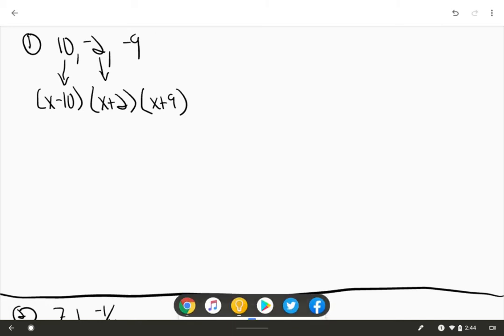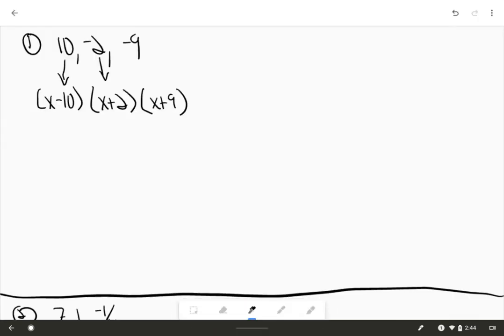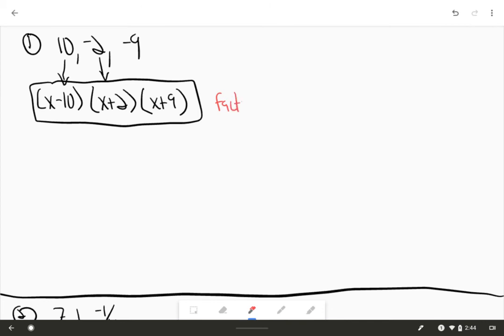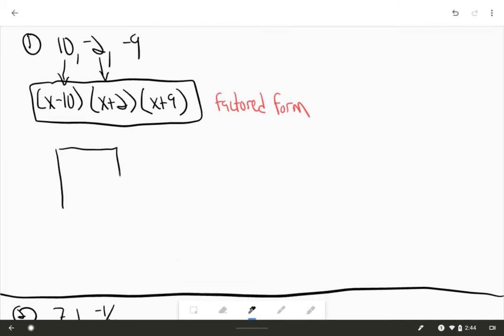In the directions, it says to write the polynomial in factored and standard form. So this right here is the factored form. And to convert it to standard form, we're going to go back to what we've learned previously. I'm going to take the first 2 factors and use the box method. So I'm going to say x minus 10 and x plus 2, and I'm going to multiply that out.